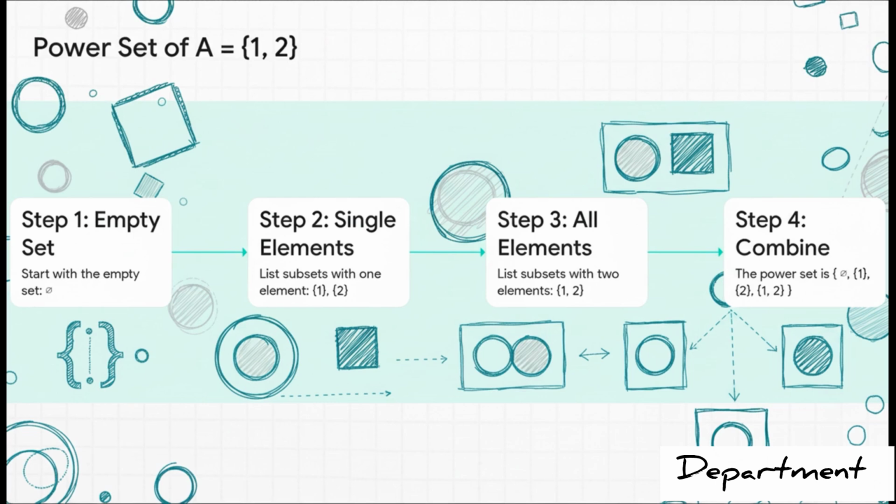First, the subset with 0 elements. That's always the empty set. Then, all the subsets with just 1 element, so {1} and {2}. And finally, the subset with both elements, {1, 2}. The power set is just a new set containing all 4 of those options.